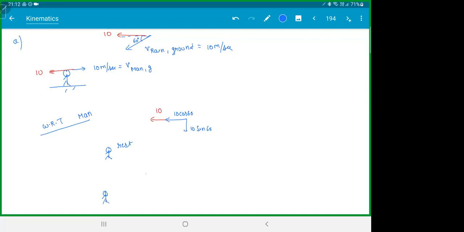So this guy will see that this is 15, and this would be 5 root 3. So this would be the resultant. And now you can take any angle you want. If I say this is alpha, then tan alpha will be 5 root 3 by 15, that is 1 by root 3. If you take horizontal, you'll get 60 degrees. So alpha is 30 degrees. So he sees the rain falling at 30 degrees with the vertical.